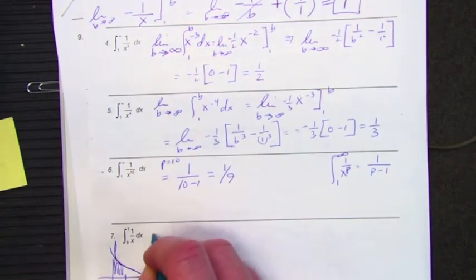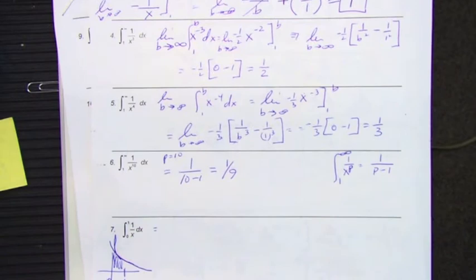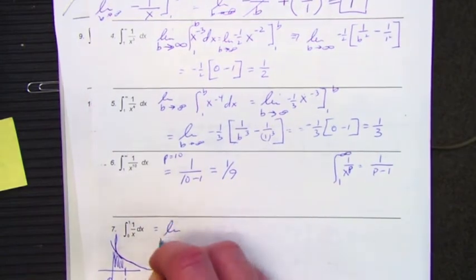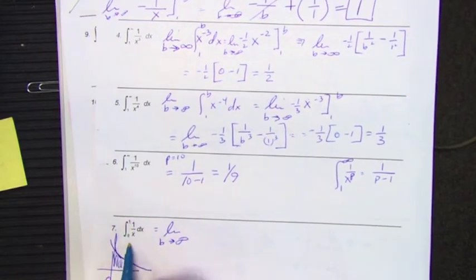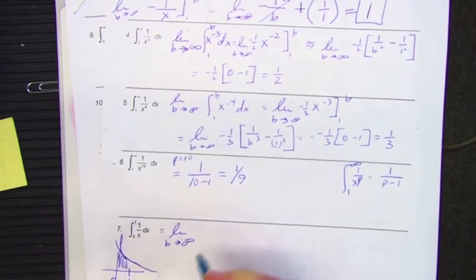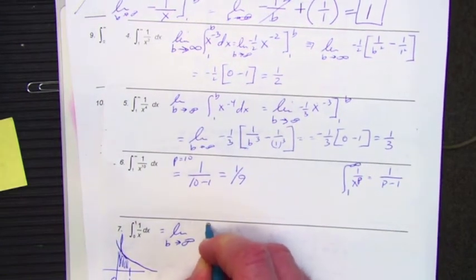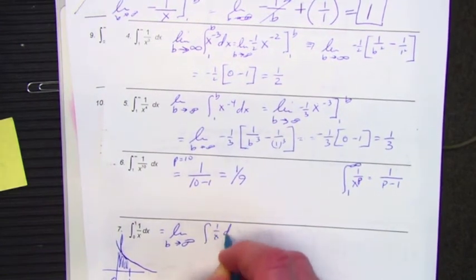It's at 0. I'm sorry, so it's the limit as b goes to 0. It's not always the top end point. It could be the bottom. So I'm going to do 1 over x dx, and then it's from b to 1.